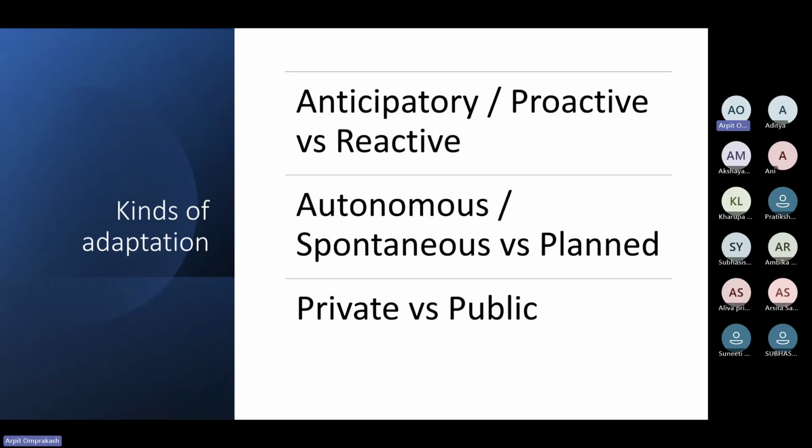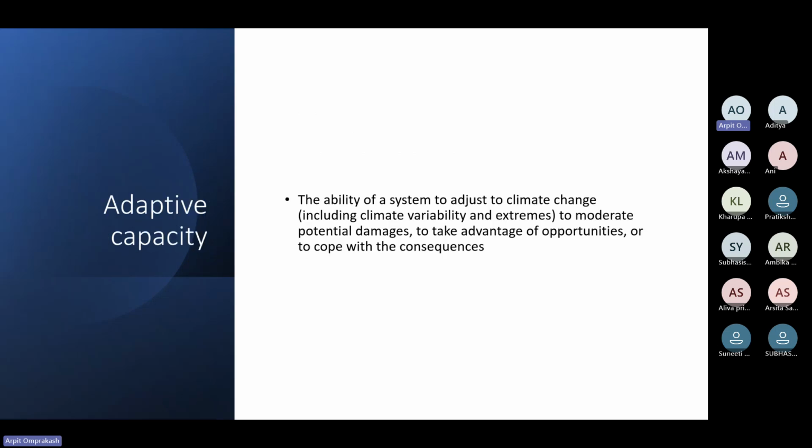Adaptation can be autonomous or spontaneous versus planned. Autonomous or spontaneous is when people come together and do something or figure out ways to adapt. Whereas planned is going through the government, making an established plan, and carrying out adaptation. It can also be private versus public. Private means done by private individuals or organizations, and public is done by the general public.